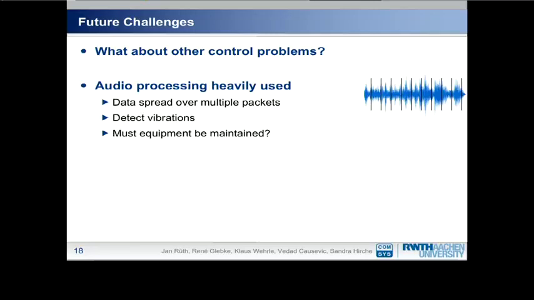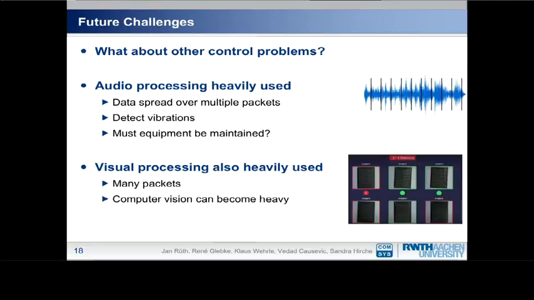However, if you want to do audio processing in a network element, it needs to be done over many packets because the data is just too large, which could also be very challenging. And the same is true for visual processing, which is also heavily used, for example, to find defective goods and then in a second iteration track them on, for example, a conveyor belt and have a valve with some air throw it away. There are many packets and you need to store this information in between. And these computer vision algorithms in themselves might also become very heavy.